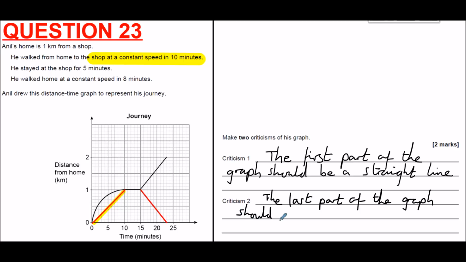should be a straight line going downwards to 0 kilometers from home, because when he gets home he'll be 0 kilometers from home. As the graph stands, it looks like he's getting further and further away from home. So he's not going to be 2 kilometers from home at the end, he's going to be back home, 0 kilometers away. And so that's the two criticisms there.